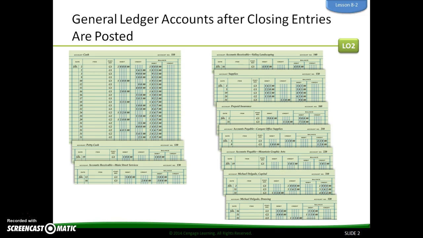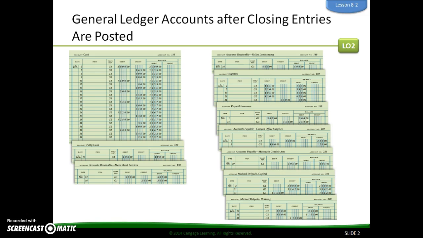$25.97. You can see we have a petty cash account, we have an accounts receivable, we're looking through, we have multiple accounts receivable, supplies, prepaid insurance, some accounts payable. Michael Delgado has a capital account and a drawing account. If you notice his drawing account, when we look in the balance section, it has netted out to 0 because he has no debit and no credit balance information.